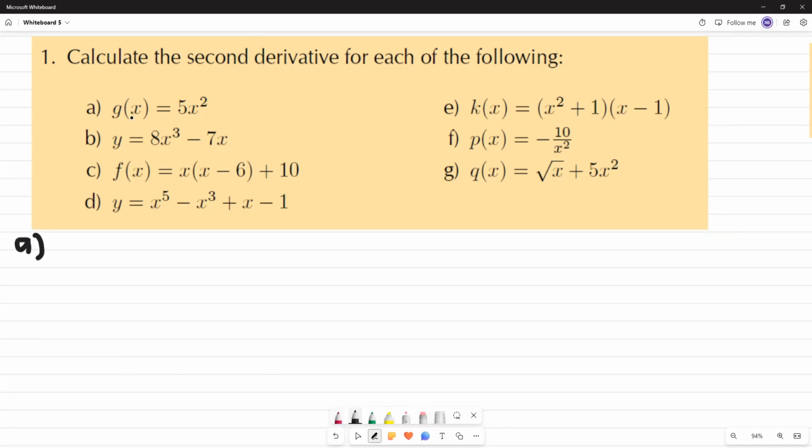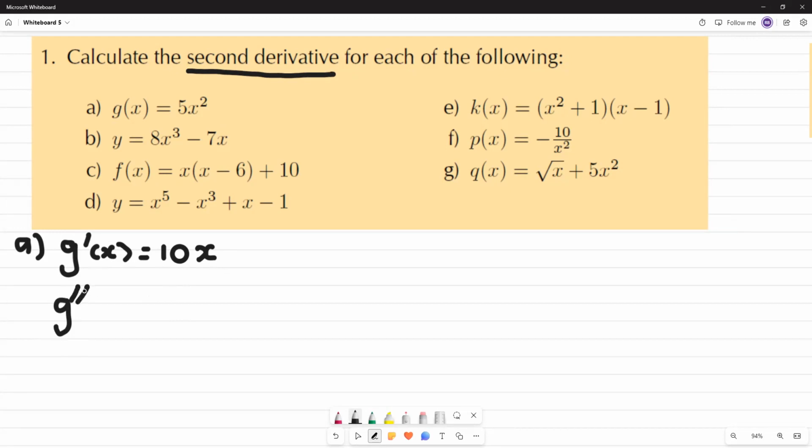On A, we are given g of x equals 5x squared. So firstly, you need to do the first derivative. The first derivative is going to be this times that, which is 10, then the exponent is going to be 2 minus 1, which is 1. So the second derivative is basically the derivative of the first derivative. So you are differentiating twice, basically. This answer is the first derivative, and you are differentiating it.